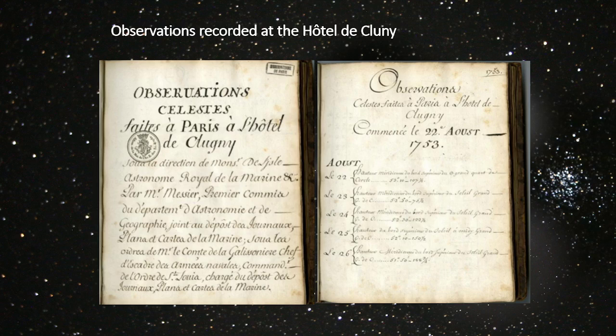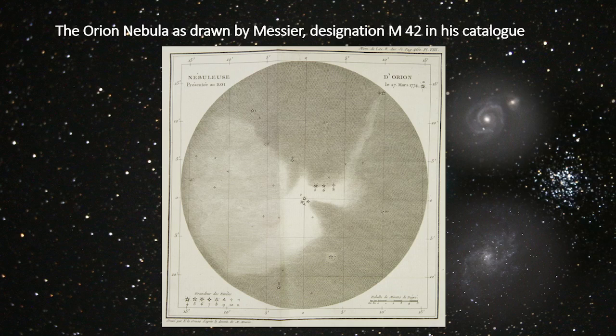Next one. An example of the drawings that are in the catalogue. This one is the Orion Nebula. It's pretty good actually. It's what you see today, particularly with the scopes at the time. Oh yeah, that's when he was city. Yeah, it's not bad. Next one.